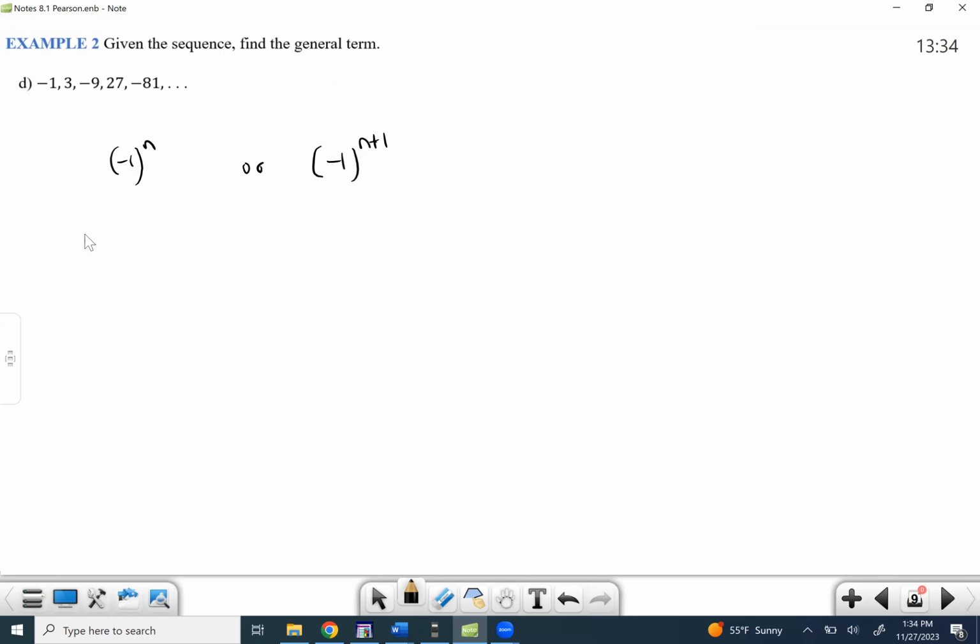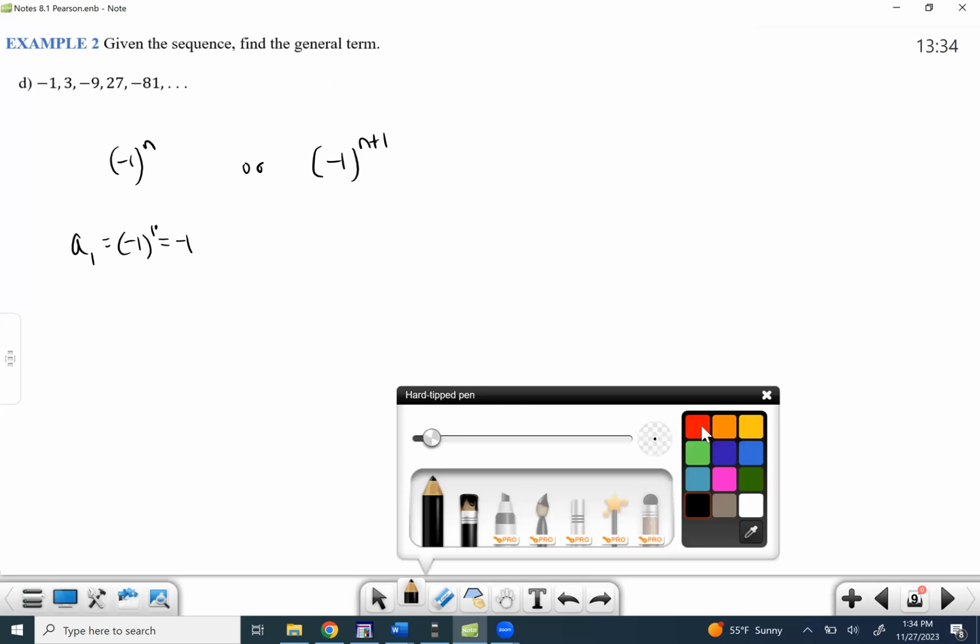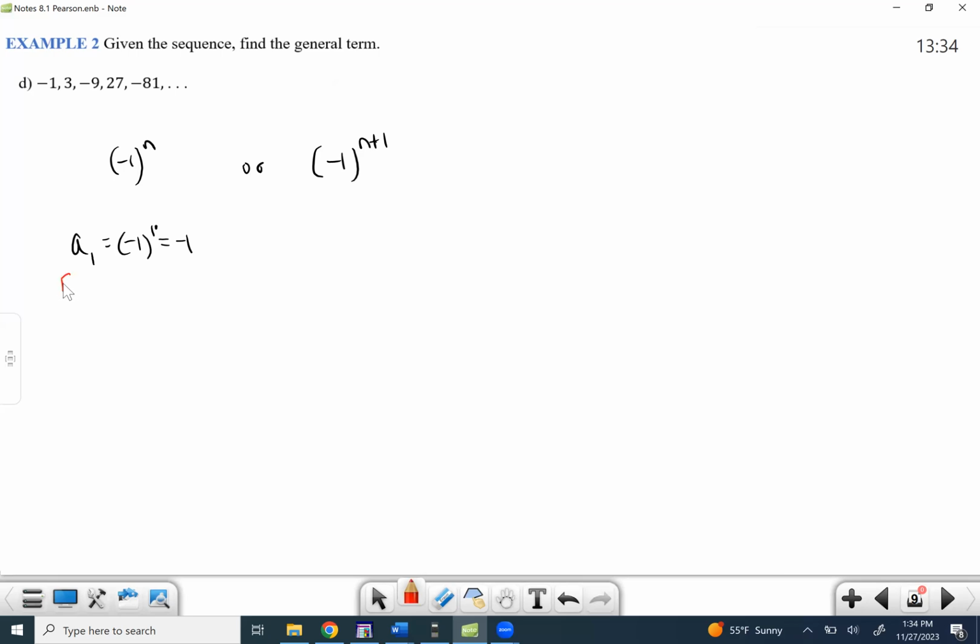Well, let's try this one, the first one, and see if it works. When I plug in a 1, I would get a negative. And the first one is negative. So this one is working. So I'm going to put here, first number is negative. So this is going to be the winner here. We're going to use that.